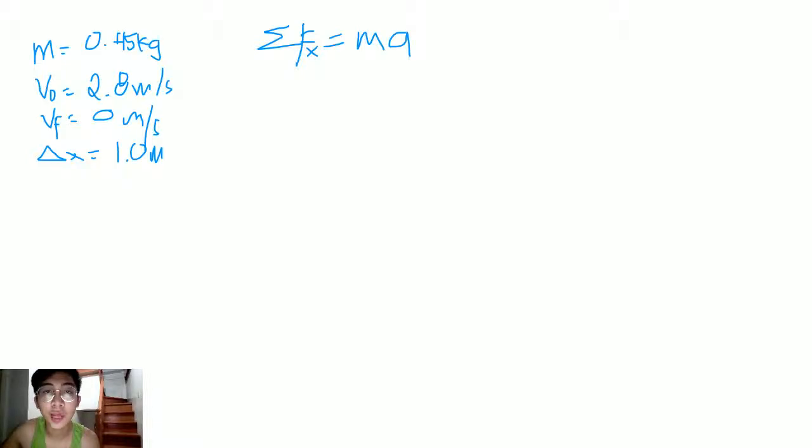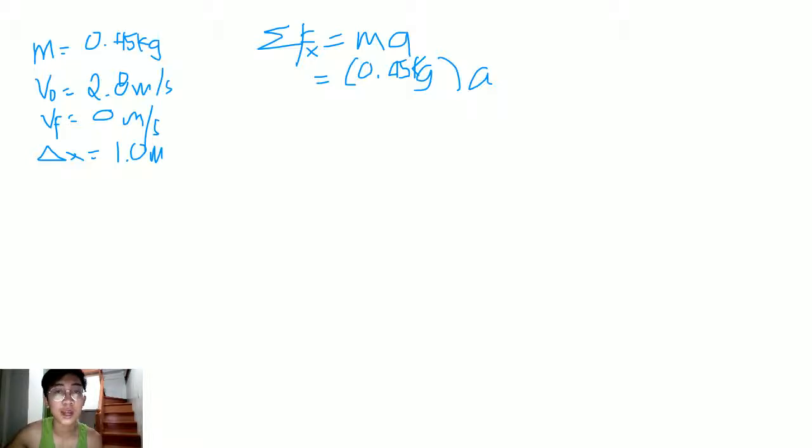So, may given tayong mass, which is 0.45 kg, pero wala tayong acceleration. So, paano ba natin i-compute si acceleration? May given tayong initial velocity and final velocity and delta x. So, going back from kinematics, motion in one dimension, may formula tayo na delta x is equals to v0t plus 1/2 at squared.